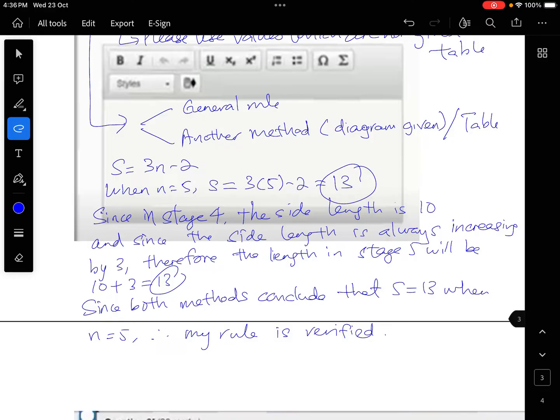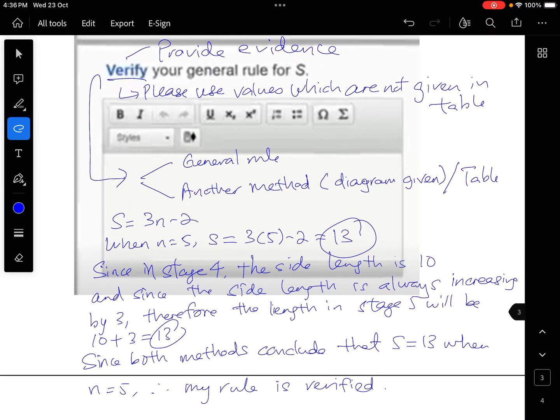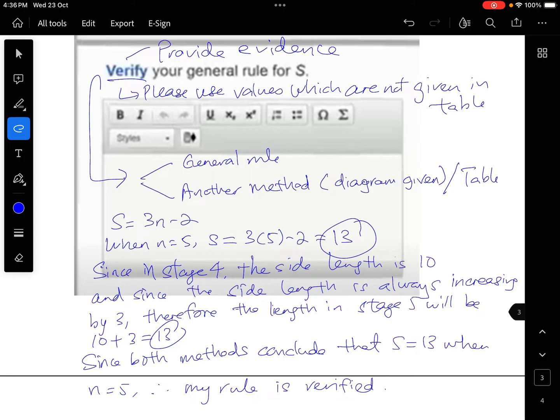So let me just try to summarize this again. Remember guys, when it comes to verification, you always need to show two ways if you want to get maximum points for this kind of question. Obviously one is you need to prove it with the general rule, but that would not be good enough to get you the maximum points. You would have to show it a different way, and usually it comes in the form of a diagram, or it could be using the table.